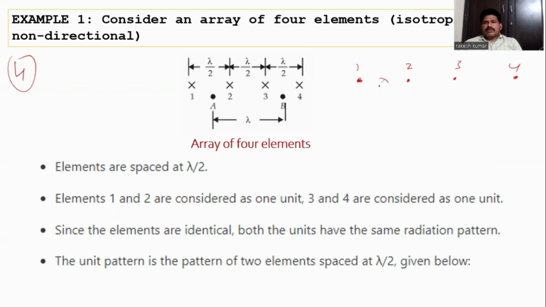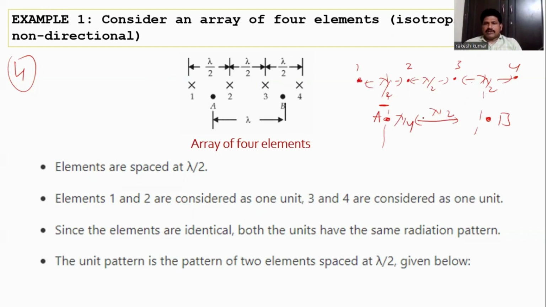Let us consider that all the elements are separated by a distance of λ/2. Here 1 and 2 are separated by a distance of λ/2, and 3 and 4 are separated by a distance of λ/2. Instead of this, I am keeping 1 and 2 as one point A and 3 and 4 as one point B. Now what is the distance from here to here? It is λ/2.